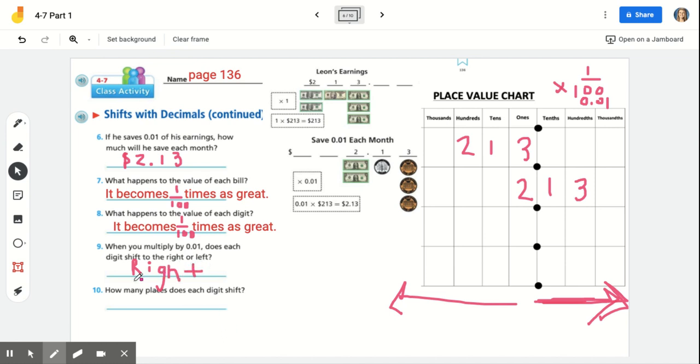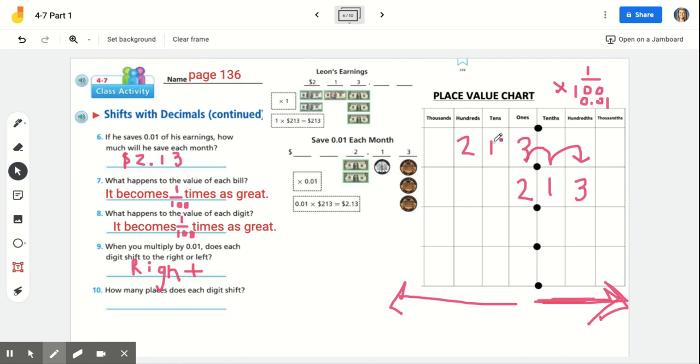And by how many place values is what number 10 is asking. Well, let's take a look. Starting off with our 3 in the ones, let's count by doing those little hills again. The 3 went from the ones to the hundredths.